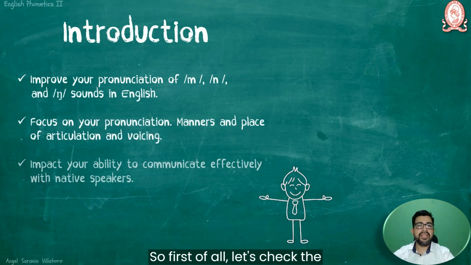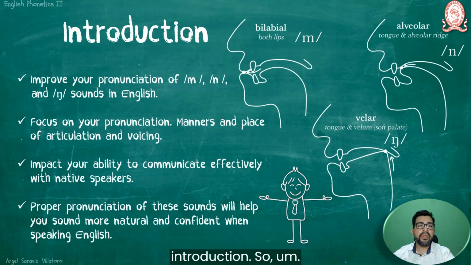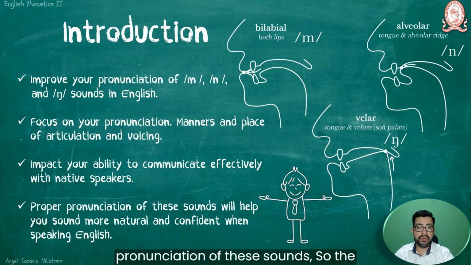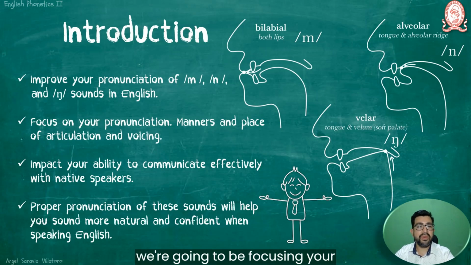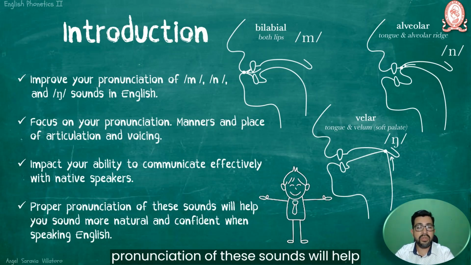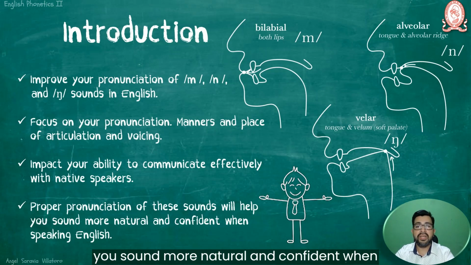So first of all, let's check the introduction. We need to know how to improve the pronunciation of the sounds M, N, and NG. This is a little bit complicated and a little funny to say. We're going to be focusing on your pronunciation, the manner and place of articulation, and also the voicing. We're going to check the ability to communicate effectively with native speakers. That's why it's really important that we know how to pronounce each sound individually and properly, because proper pronunciation of these sounds will help you sound more natural and confident when speaking English.